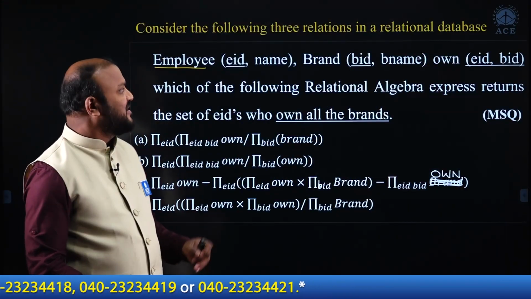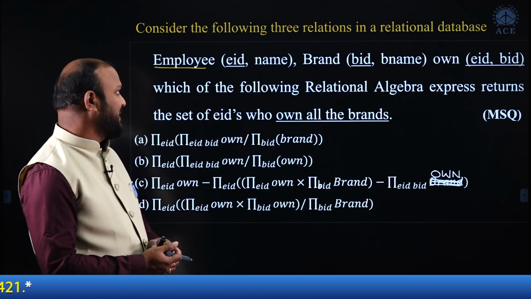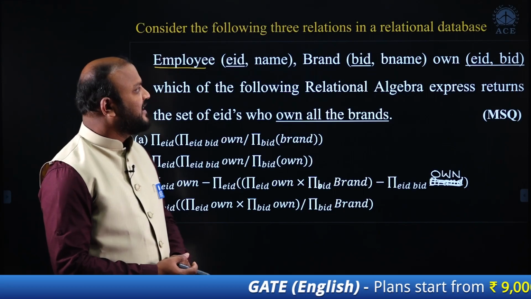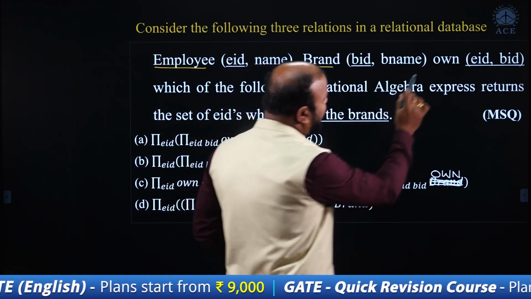Here it is a question based on the concept of the division operator in relational algebra topic. Consider the question. Consider the following 3 relations in a relational database: employee, brand and own.